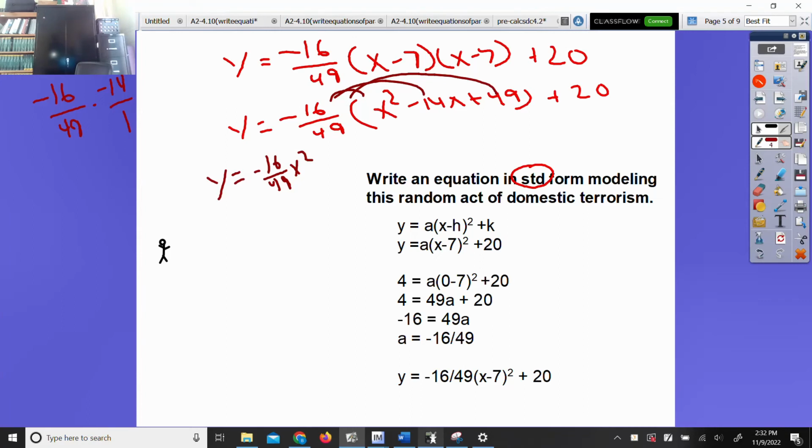Oh, I know. 49 and 14 are both divisible by 7, aren't they? Yeah. That becomes negative 2, that becomes 7. What's 16 times negative 2? Negative 32. It's actually going to be positive. Wait, oh yeah, I got it. They're both negative. And when you distribute a negative 16/49 to a 49 over an understood 1, what happens? Negative 16. 49's cancel.